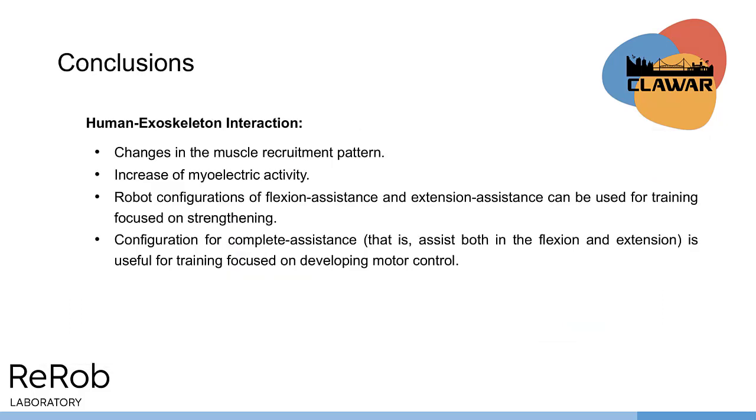Finally, we got the following significant conclusions. First, the exoskeleton could lead to a change in the pattern of muscle recruitment. Second, our study demonstrated a marked increase in myoelectric activity when individuals interact with the exoskeleton. Third, the robot configurations for flexion and extension assistance were suitable for training programs aimed at strengthening specific muscle groups. Additionally, the complete robot assistance is useful for training programs focused on developing motor control.